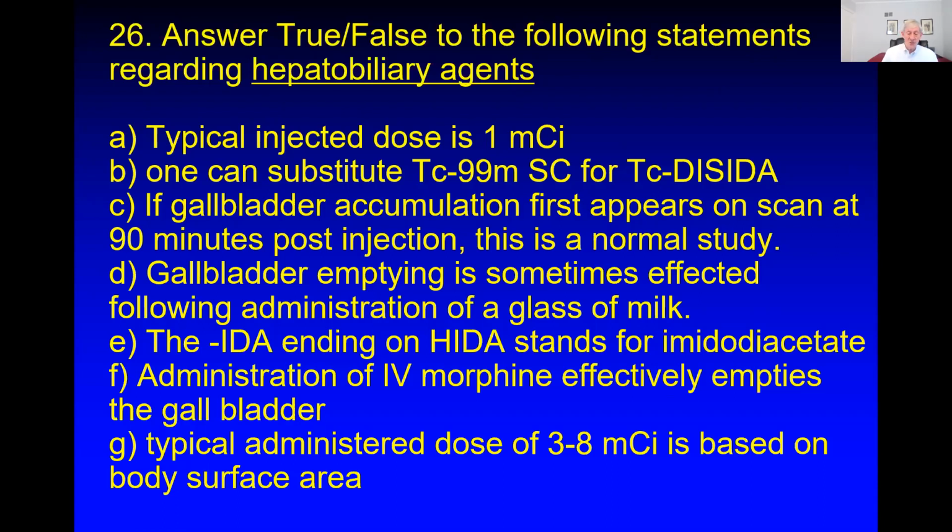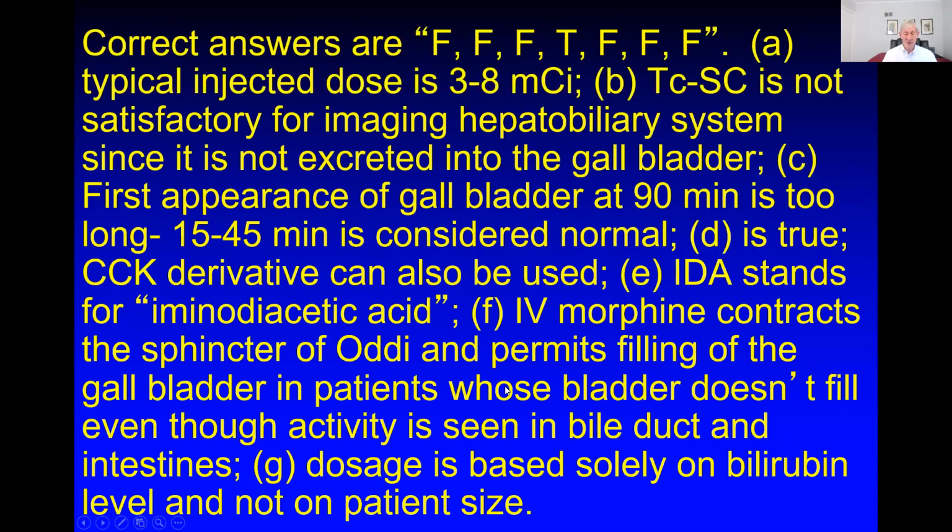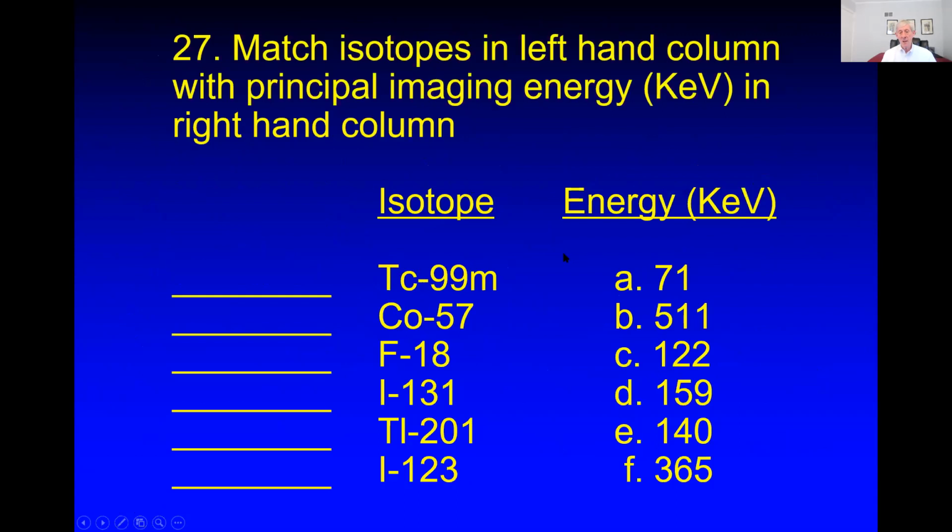The typical administered dose of 3 to 8 millicuries is based on body surface area. Right, we know that. False. That's false. Okay, and there is a very lengthy explanation for your review at another point in time. Let's take a look at some isotope energies.